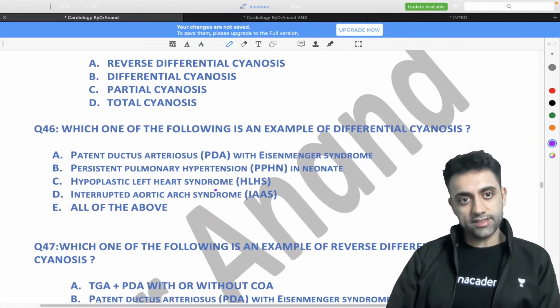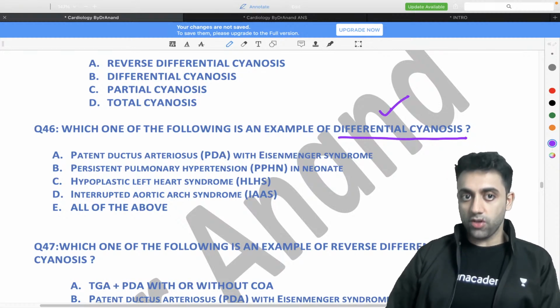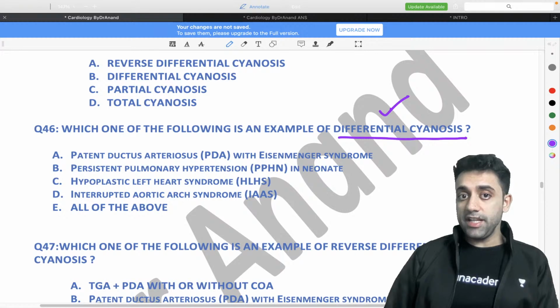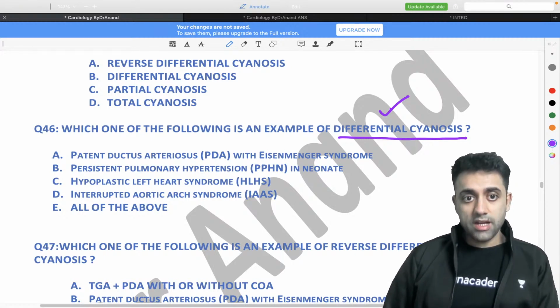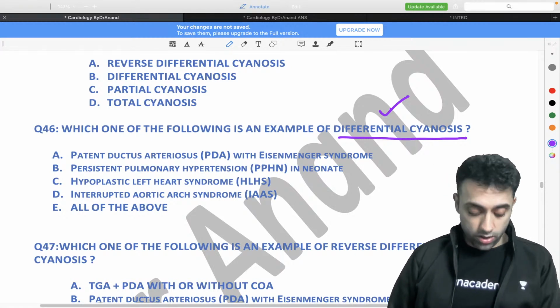Question number 46. Which one of the following is an example of differential cyanosis? The options are PDA with a reversal of shunt, persistent pulmonary hypertension of newborn, hypoplastic left heart syndrome, interrupted aortic heart syndrome, and all of the above.